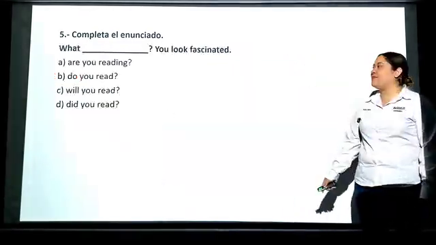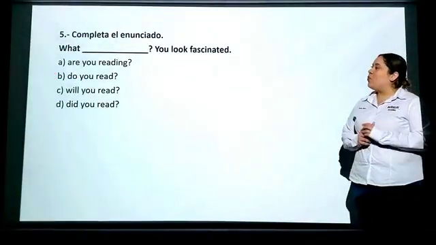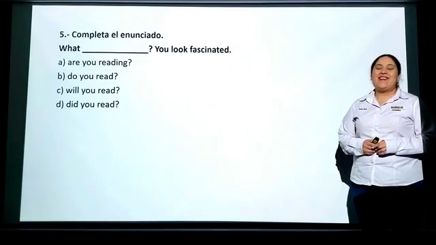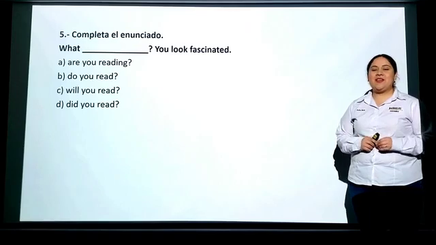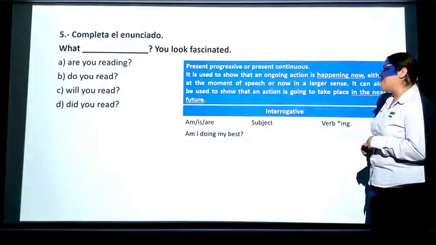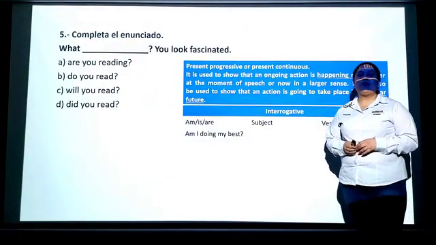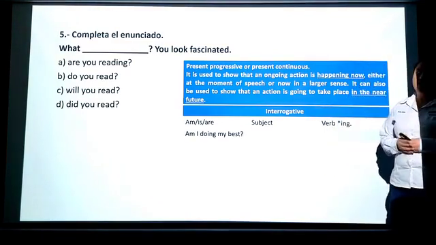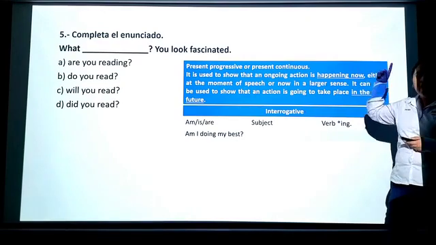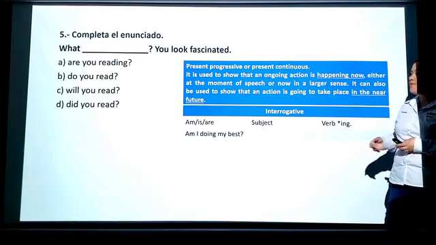Continuamos. Number 5. What? You look fascinated. Okay, I really like this example. It seems like something is happening right now. In this case, we're going to use present progressive. As I mentioned, this is something used for activities that are happening right now or in the near future.